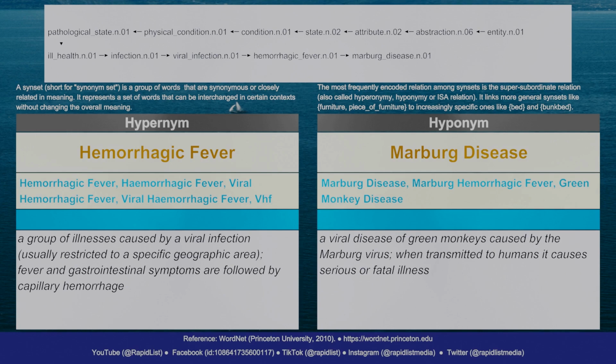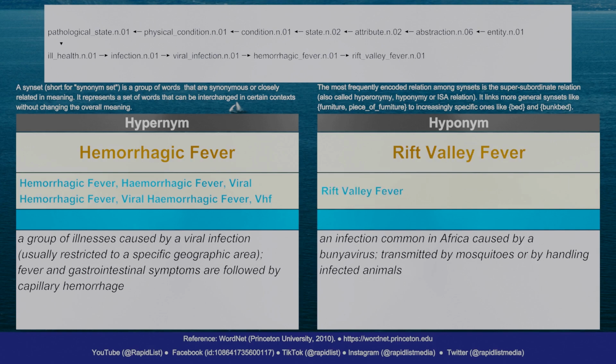Marburg disease. A viral disease of green monkeys caused by the Marburg virus. When transmitted to humans, it causes serious or fatal illness. Rift Valley fever. An infection common in Africa caused by a bunyavirus, transmitted by mosquitoes or by handling infected animals.